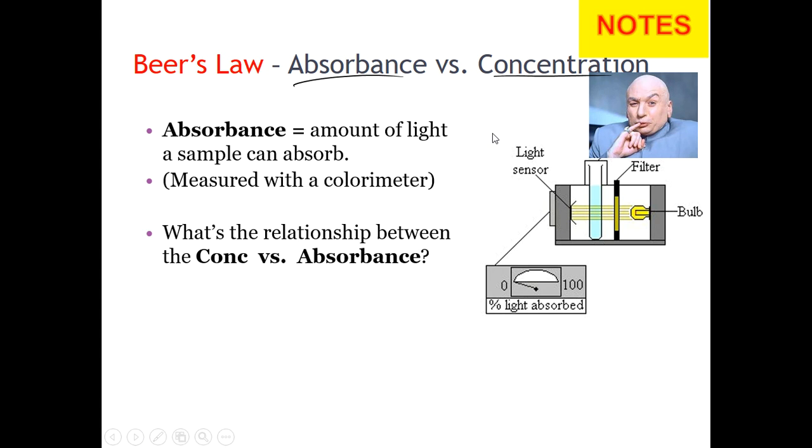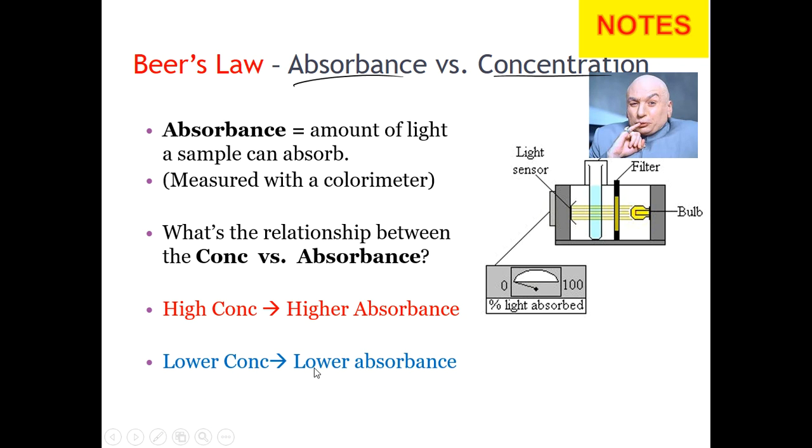What's the relationship between concentration and absorbance? Well, it's pretty straightforward. The higher the concentration, the darker the beer, the more it absorbs the light. That's why it's darker. In addition to that, the lower the concentration, the less it absorbs the light, the more passes through. That's called transmittance. The lower the absorbance.